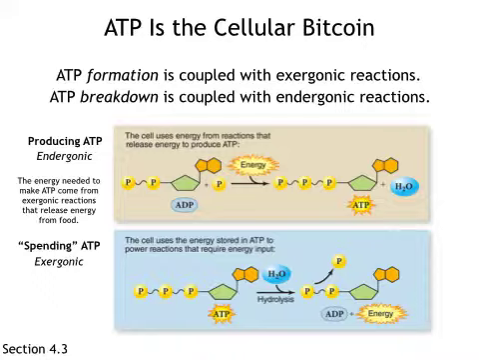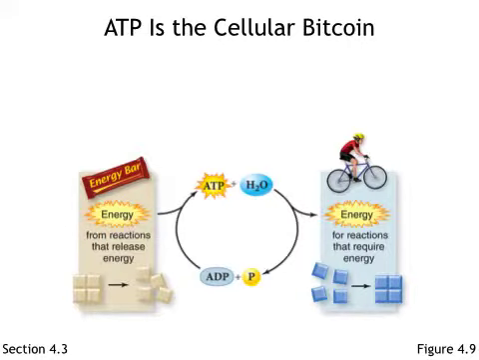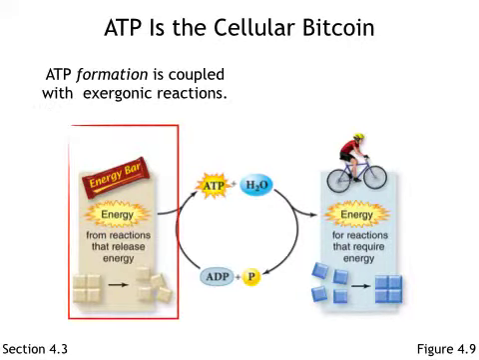So obviously you're not breaking ATP down to release energy for no reason. That ATP is going to use it to power reactions that require energy input. So that energy released is used for cellular work. So again, let's look at the same thing in this picture. So ATP formation is coupled with exergonic reactions. You can see there that the energy bar is being broken down. That's an exergonic reaction.